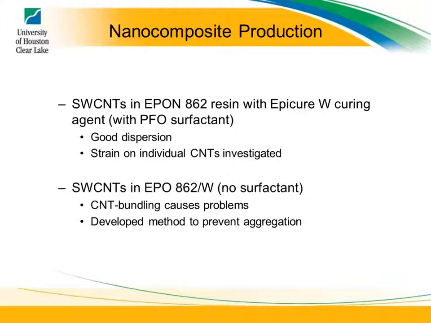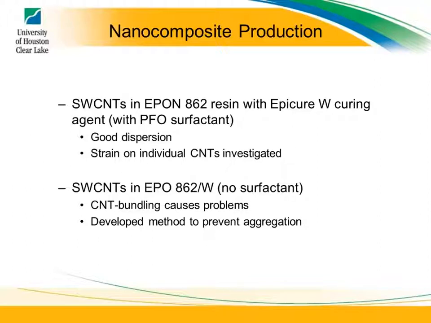The idea is if you could make epoxy, which is already fairly hard and has lots of positive properties, if you could put carbon nanotubes inside it, then you can make it even better, even stronger. Well, with PFO surfactant, I get good dispersion. It's wonderful dispersion. The nanotubes are separated out, incredible. And I was able to investigate the strain on individual carbon nanotubes. And I'll show those results a little later.